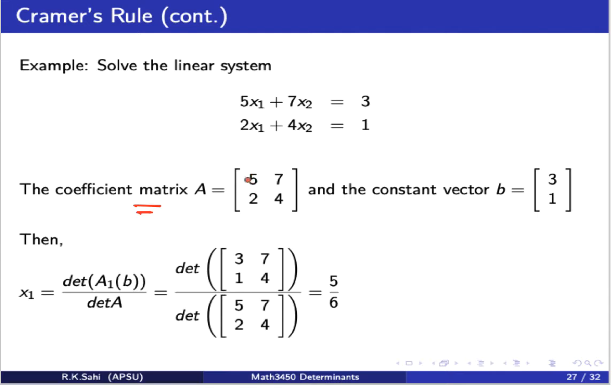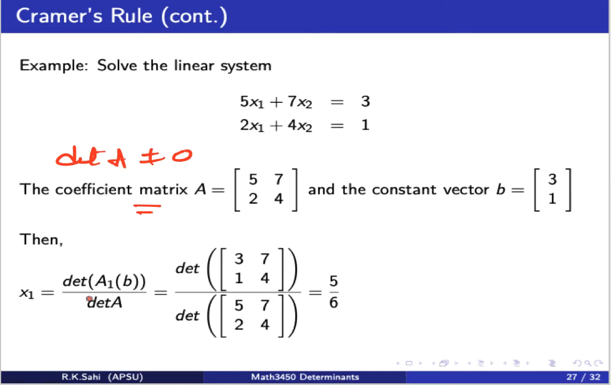So let's look at the determinant of this, which is 20 minus 14, a 6. Clearly the determinant of A is non-zero, and hence the matrix is invertible, and hence we definitely can find the solution to this linear system. So to find x1, remember there are two variables, x1 and x2, we write determinant of A1(b) divided by determinant of A. Now determinant of A is already done.